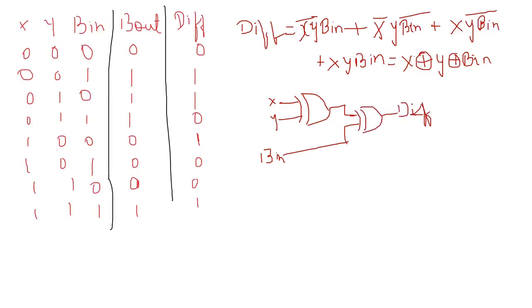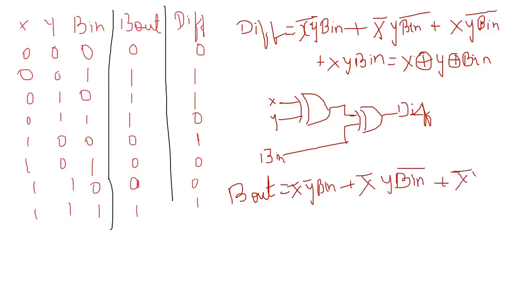Okay, then for borrow out, the equation will be X bar Y bar B in, plus X bar Y B in bar. You can notice it in the table. Okay, then X bar Y B in, then plus X Y B in. Okay, let me write the K map for this.